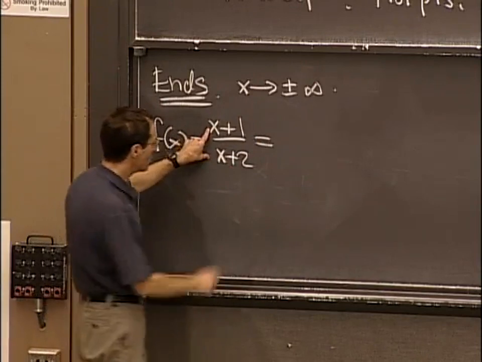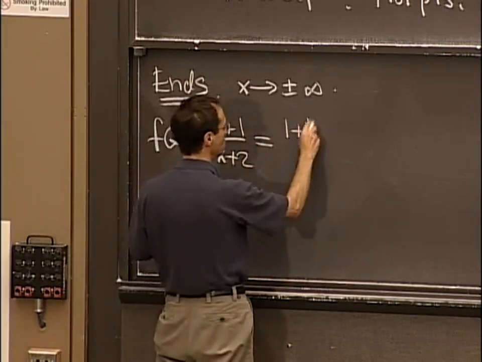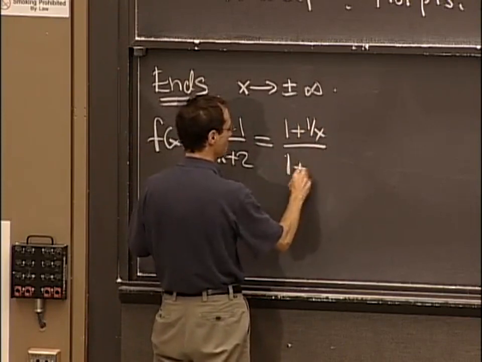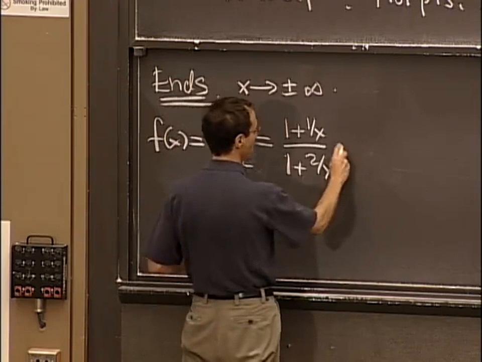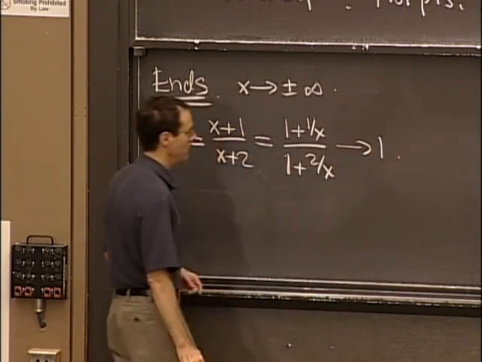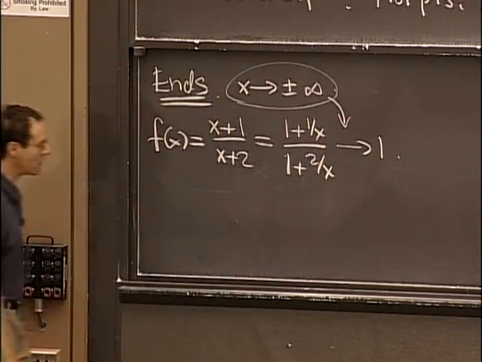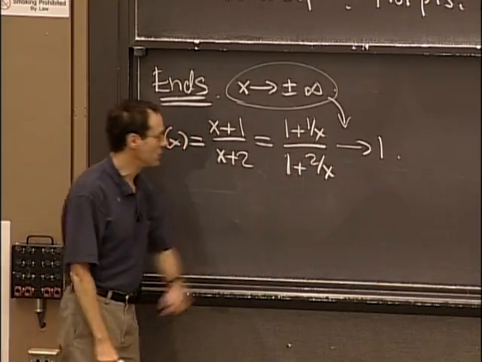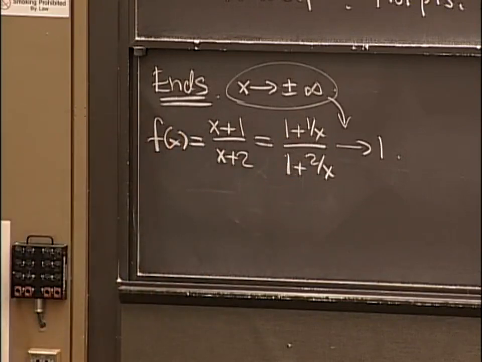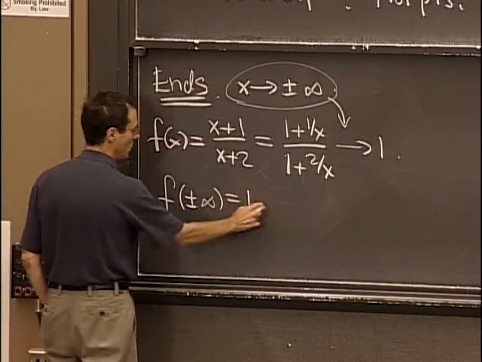And here, the way to do it is to divide by x in numerator and denominator, as a 1 plus 1 over x, 1 plus 2 over x. And then you can see what happens as x goes to plus or minus infinity. It just goes to 1. All right, so no matter whether x is positive or negative, when it gets huge, these two extra numbers here go to 0. And so this tends to 1. So if you like, you could abbreviate this as f of plus or minus infinity is equal to 1.